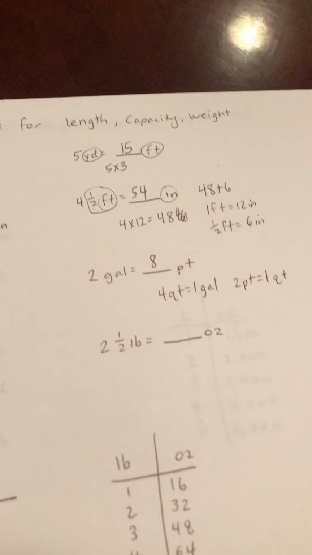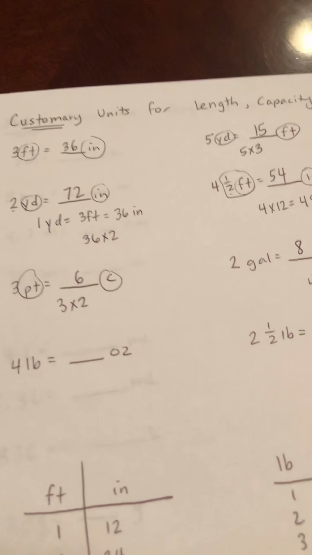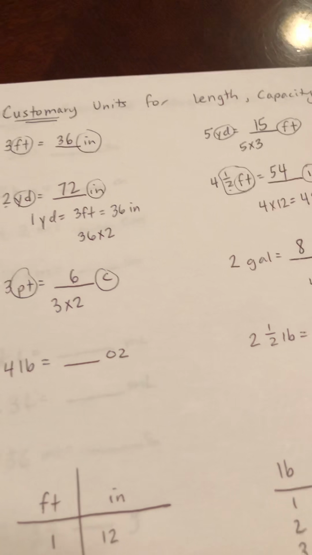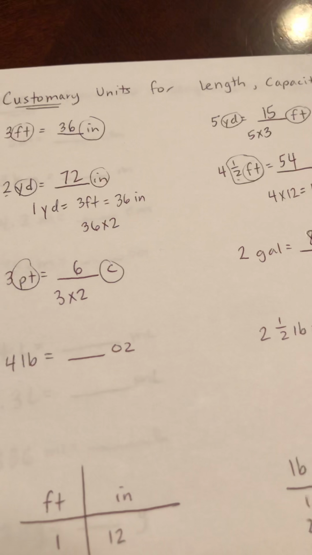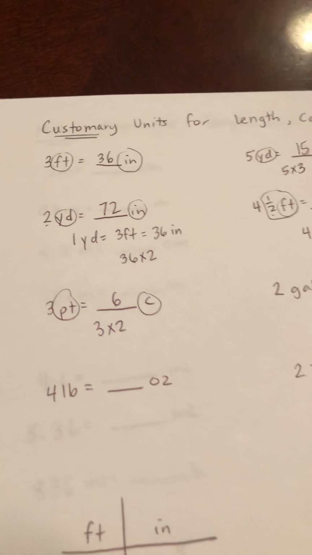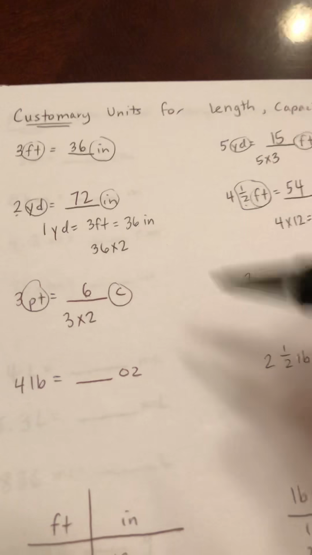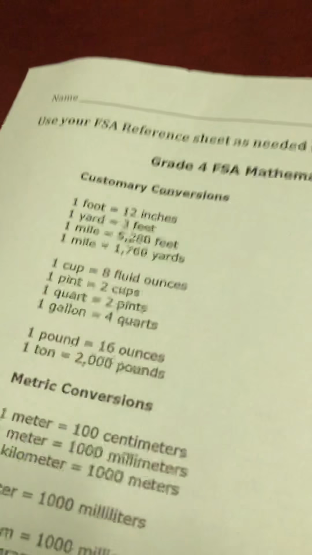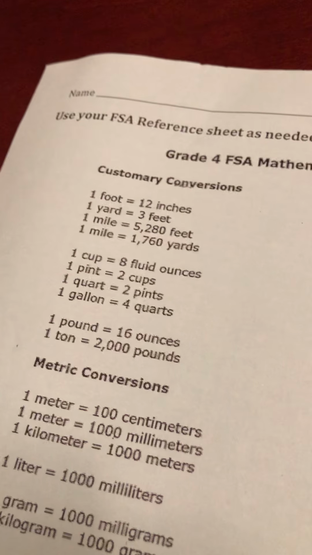I'll show you something in just a minute that we use as a way to help out with some of this capacity, because 4th graders and adults alike seem to have a really hard time with cups, pints, and quarts, and gallons, and things like that. And then we've got weight. There's only a couple of these for them to know: 16 ounces in a pound and 2,000 pounds in a ton.